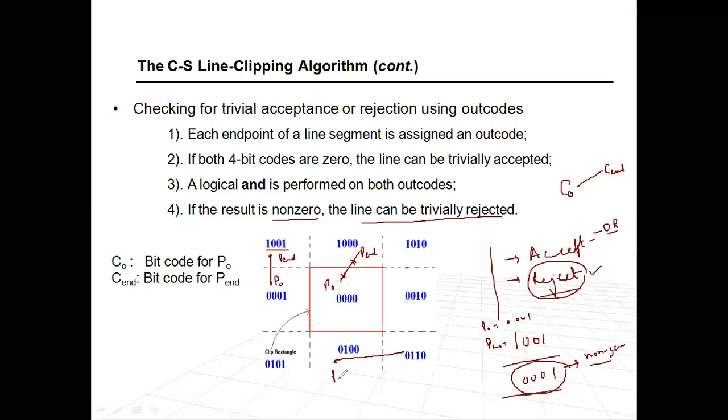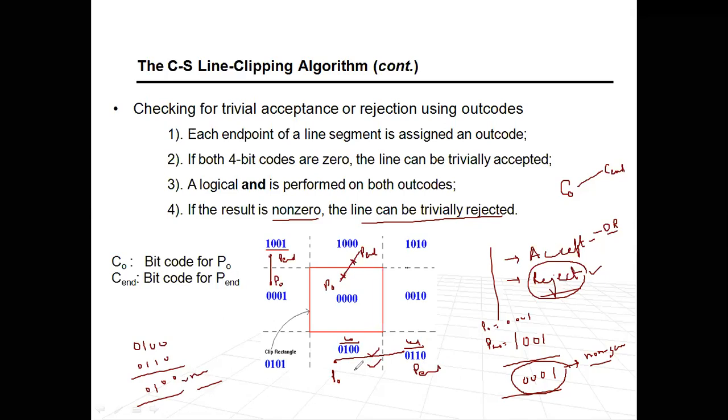If this is P naught, this is P and this is C naught code, this is C, let's say. Okay, so perform AND operation 0 1 0 0 and 0 1 1 0. Okay, 0 0 1 0. So this code is non-zero. Okay, so this line can be trivially rejected.